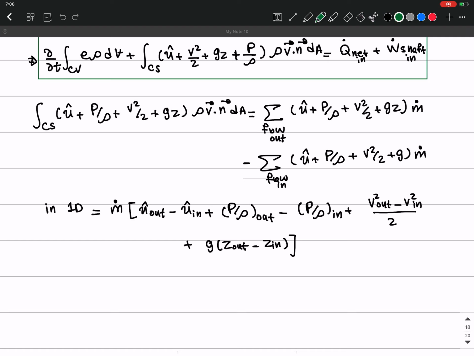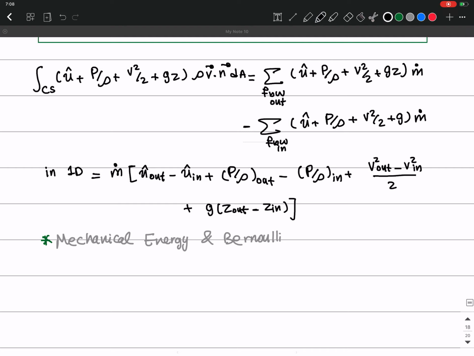It looks like the Bernoulli equation, right? So let me write this down. Mechanical energy and Bernoulli. Okay, so for Bernoulli, we could only write it for a steady flow, right? There are also some versions with unsteadiness combined with that, but we are not going to study that in this course.